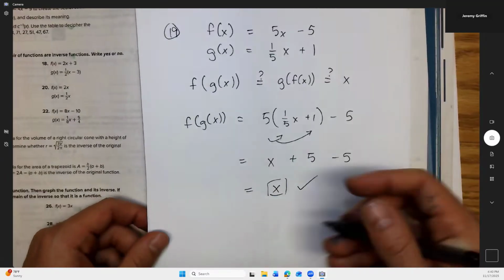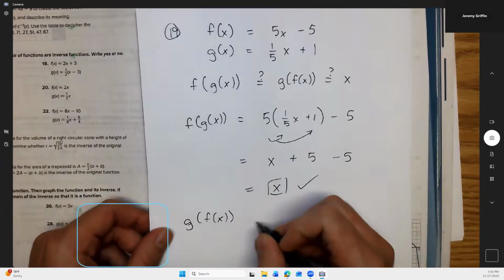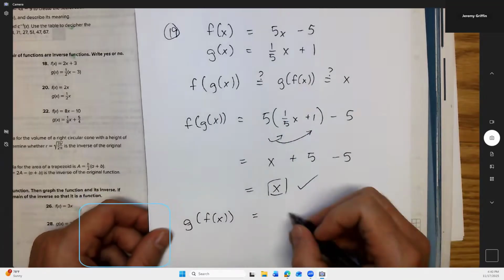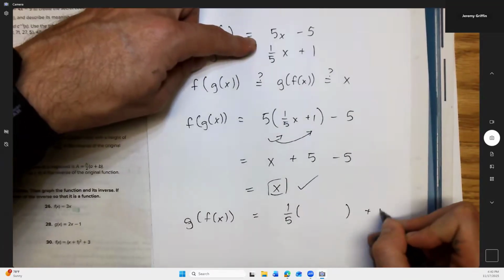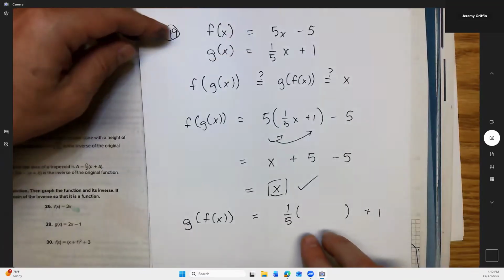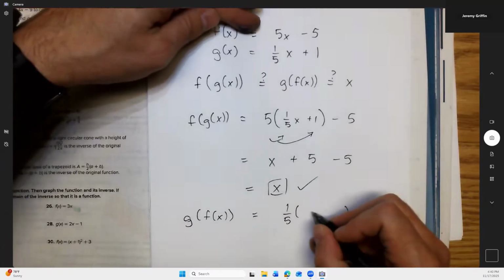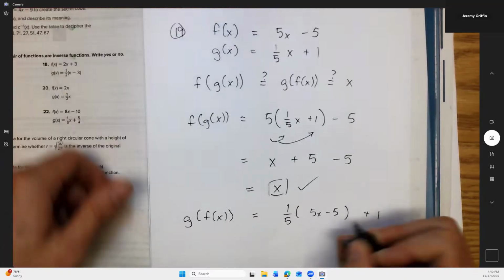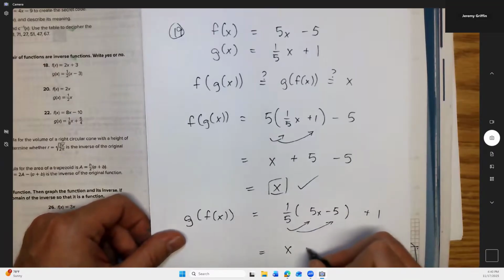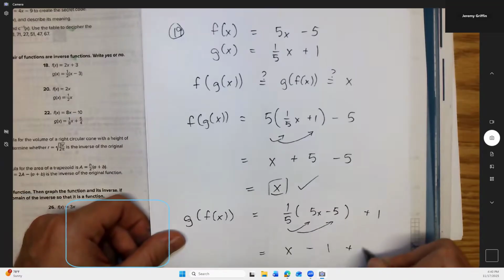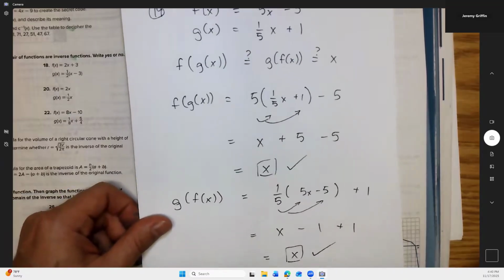Now, to make ultra sure, I'll try it the other way around. What is g of f of x? It should work both ways. So g of something is a fifth of that something, and then plus 1 at the end. But the something is no longer x. It's f of x, which is 5x minus 5. So distribute the 1/5. 1/5 times 5x is x, 1/5 of 5 is 1, plus 1. That worked too. It worked both ways.